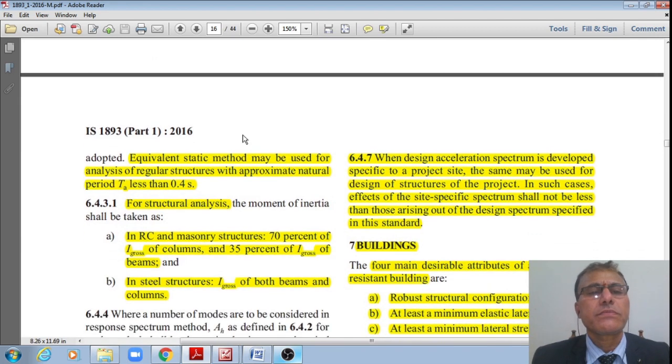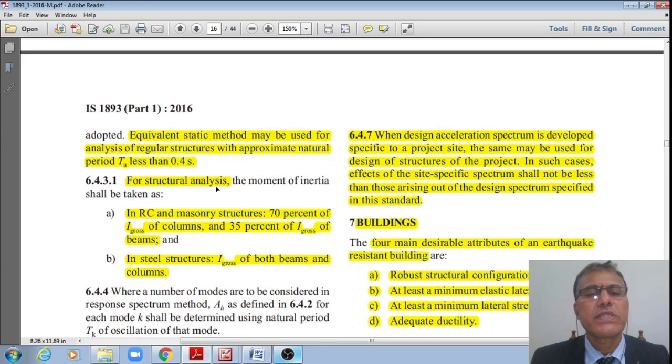The next one: the equivalent static method may be used for analysis of regular structures with approximate natural time period Ta less than 0.4 seconds. Then only the equivalent static method shall be used. Otherwise, you cannot use this.